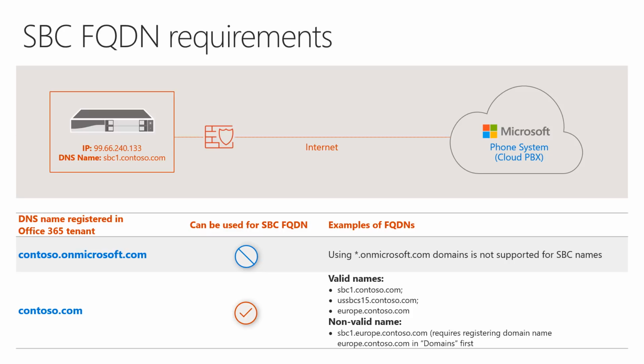So for example, if you use contoso.com as the DNS name that's registered in the Office 365 tenant, then you can use, for example, the following names: sbc1.contoso.com, us.sbc15.contoso.com, whatever-you-want.contoso.com. What you cannot do is add another subdomain. You could not do sbc1.europe.contoso.com. Well, you can if you register the domain name europe.contoso.com in domains first.